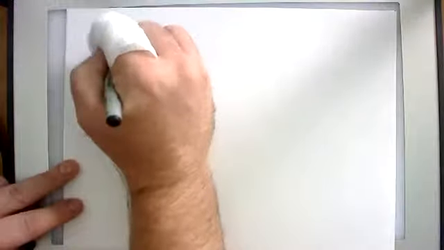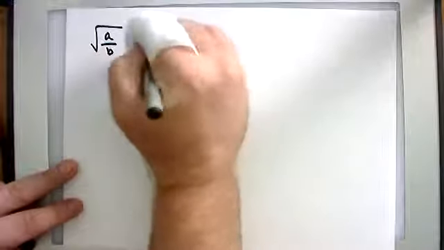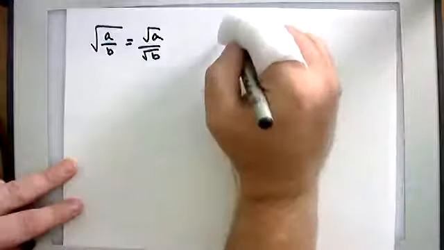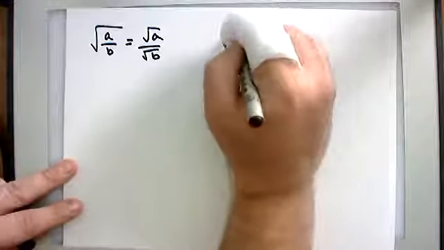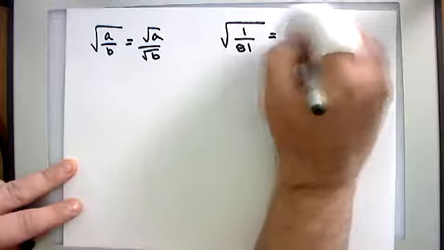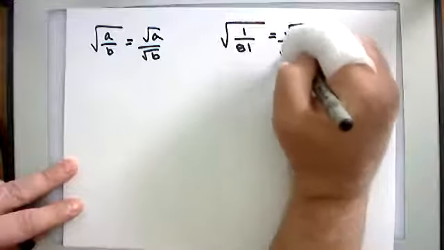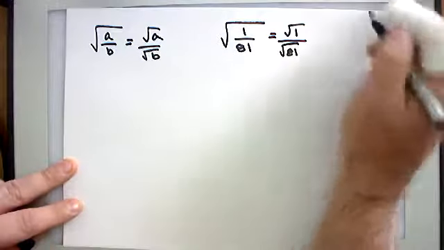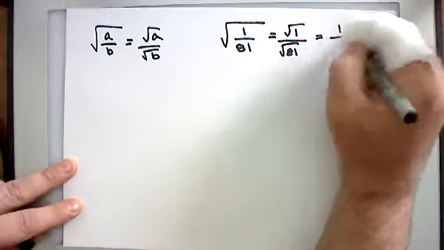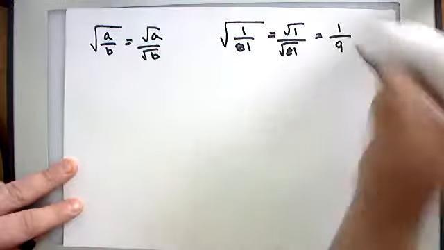If I asked you to take the square root of a fraction, it's just the square root of the top over the square root of the bottom. So for example, if I said root of 1 over 81, right? Well, that's the root of 1 on top of the root of 81. You don't need to write that, but that is what's happening. The square root of 1 is 1, and the square root of 81 is 9. So no big deal.